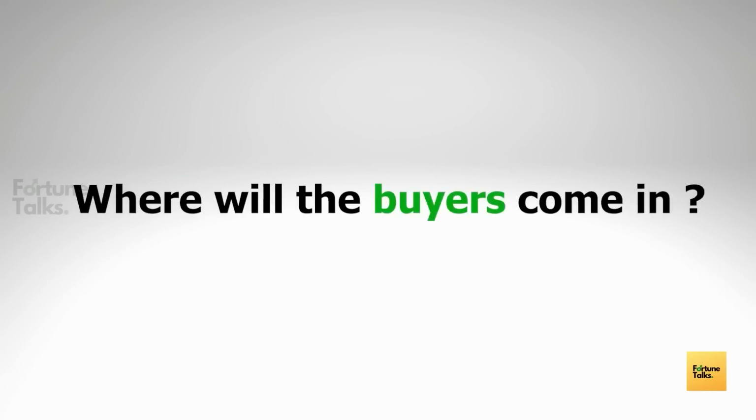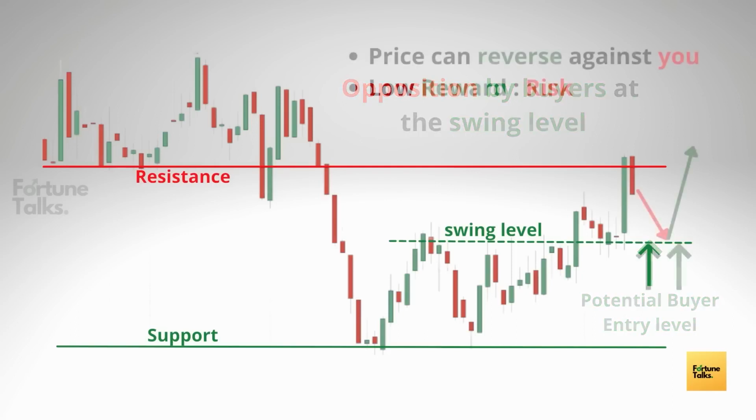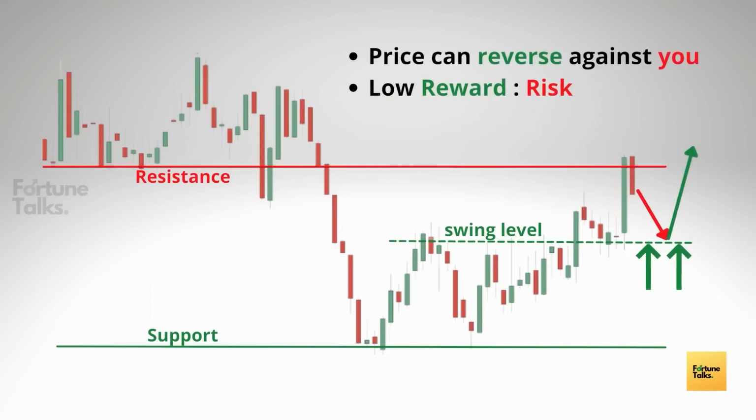We can ask the same question here also. Where will the opposing pressure come in? That is, where will the buyers come in so as to get a good buying price? Well, this time around, the buying interest could potentially be at these swing lows. What this means to a trader who is looking to short at the resistance is that as the price approaches these swing low levels, you will be facing opposing pressure that could turn the tide against you, and you would not get a good reward to risk trade.